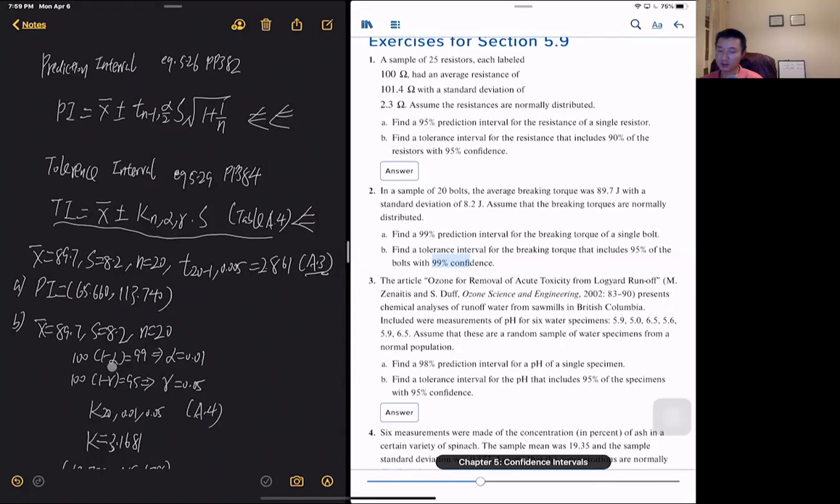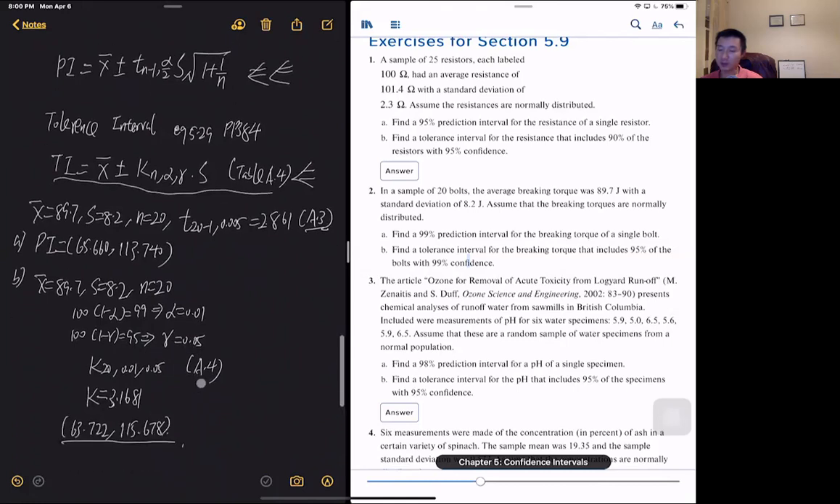For alpha, alpha is related to the confidence level. So 100 times 1 minus alpha is equal to 99, so alpha is equal to 0.01. For gamma, gamma means including 95% of the boats, so gamma is equal to 0.05.